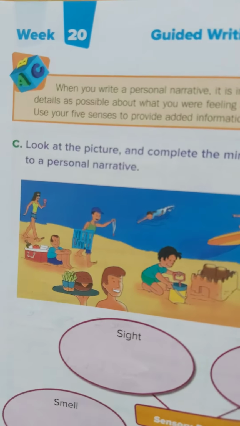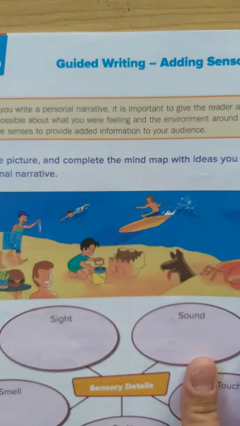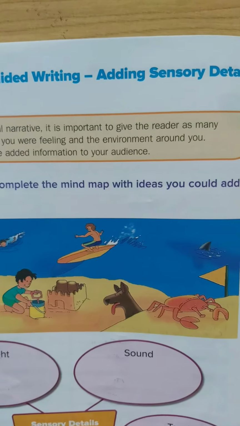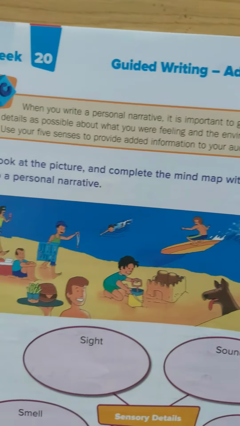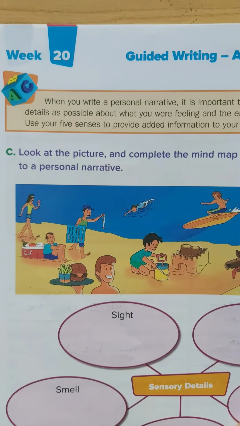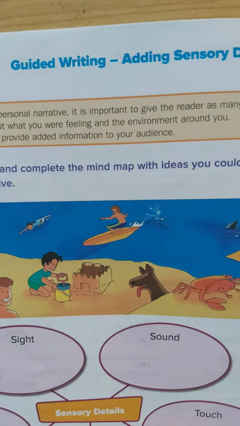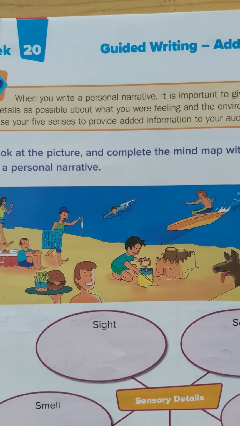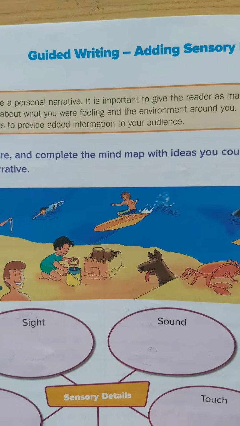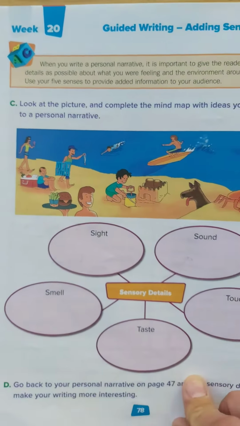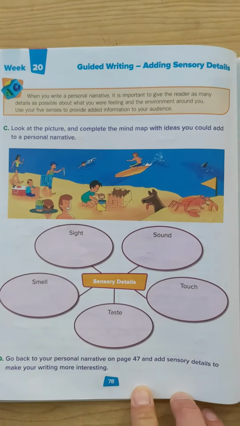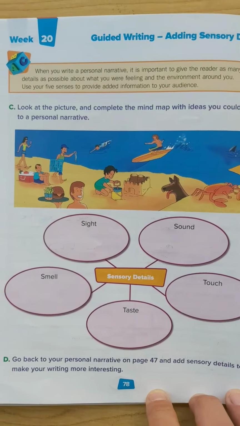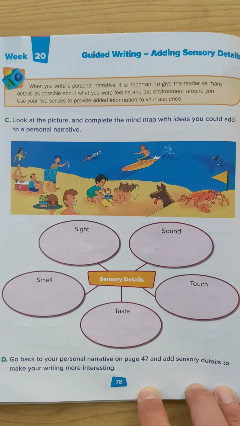So it says here, when you write a personal narrative, it is important to give the reader as many details as possible about what you are feeling and the environment around you. Use your five senses to provide added information to your audience, right? And we have this photo here, this image here. It's a beach scene, right?